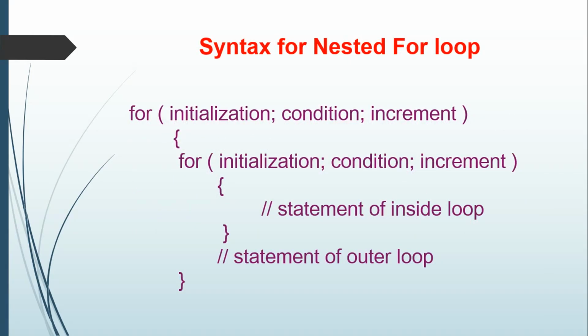Let's see the syntax for a nested for loop. For initialization, condition and increment, and inside the body of the outer for loop we can make an inner for loop with the same structure as the outer for loop, that is, for initialization, condition and increment. Inside the curly braces we write the statement of the inner loop, and after the curly braces of the inner loop, we post the statement of the outer loop. In this way, we can make the syntax for a nested for loop.